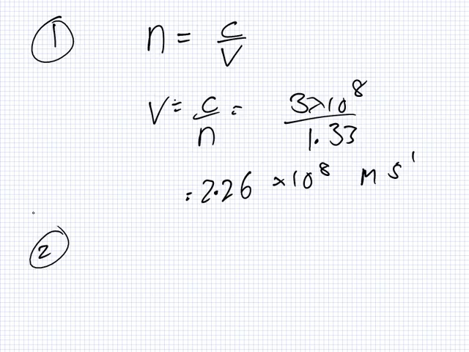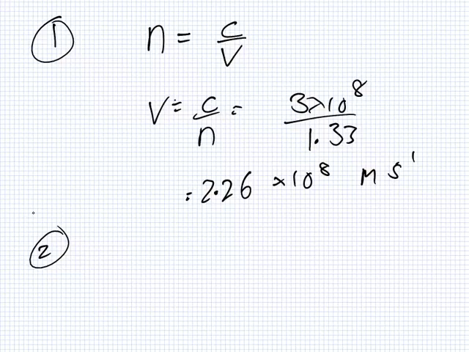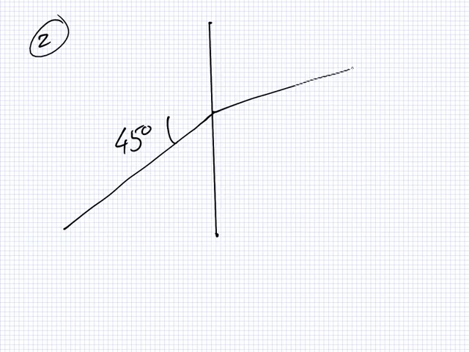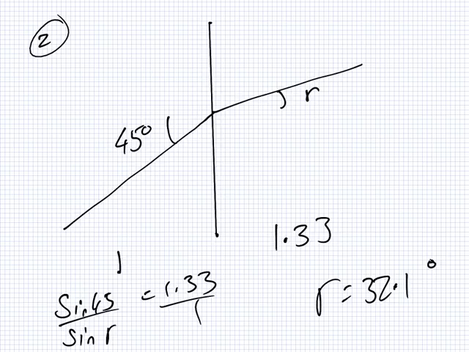Right, number 2. The same. It's 1.33 and it enters at 45. What angle is it afterwards? So here it comes in at 45 and then it leaves at theta 2. This is 1 and this is 1.33. So sine 45 over sine theta 2 equals 1.33 over 1. Did you get that? Yes. So theta 2 equals 32.1 degrees. Okay, the next one.